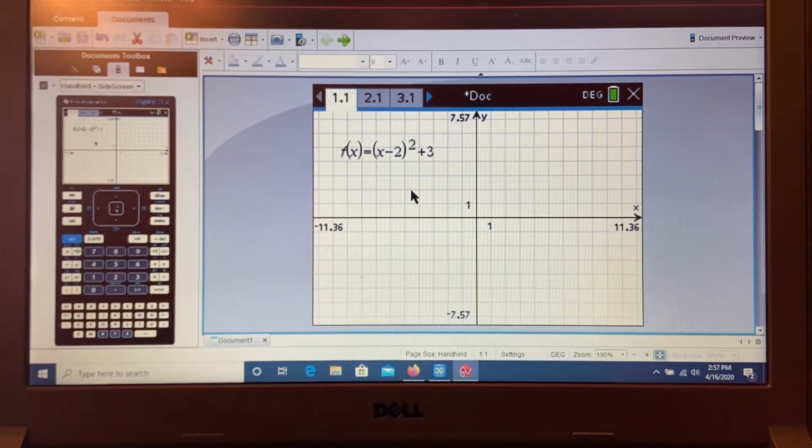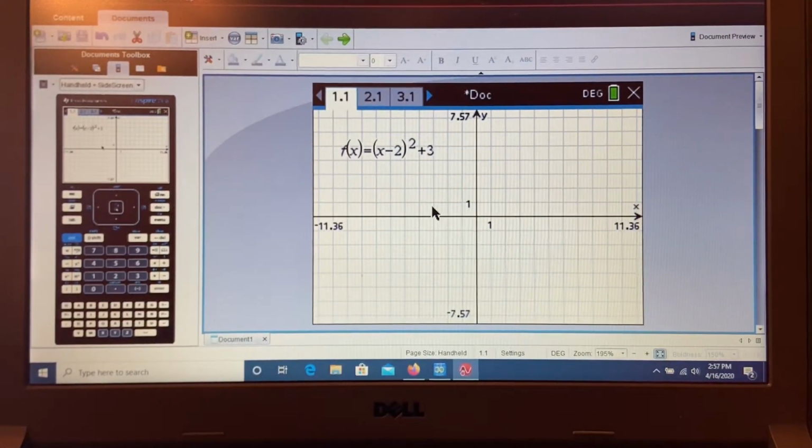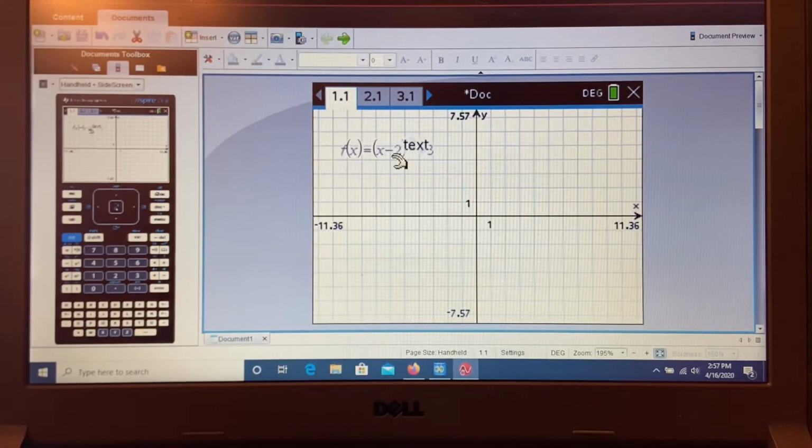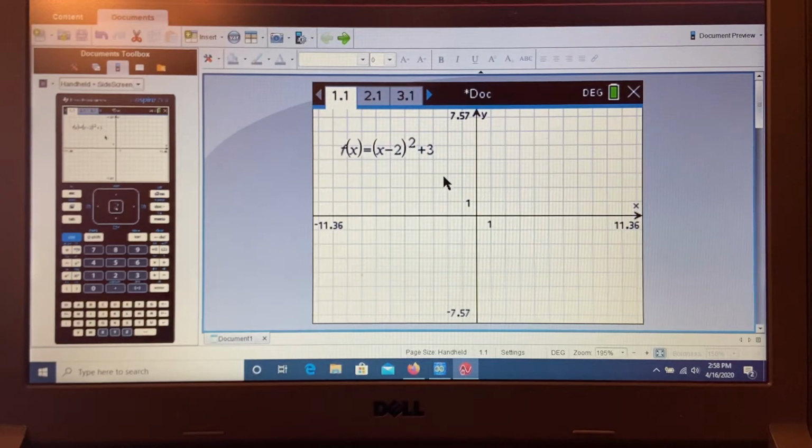Now we are going to graph a quadratic in vertex form. We have learned from the previous lesson how to find the vertex. We know that our vertex is the opposite of our h value, and our k value. We don't have an a value in this case, so our vertex is going to be positive 2, positive 3. So we are going to graph that point on this graph.